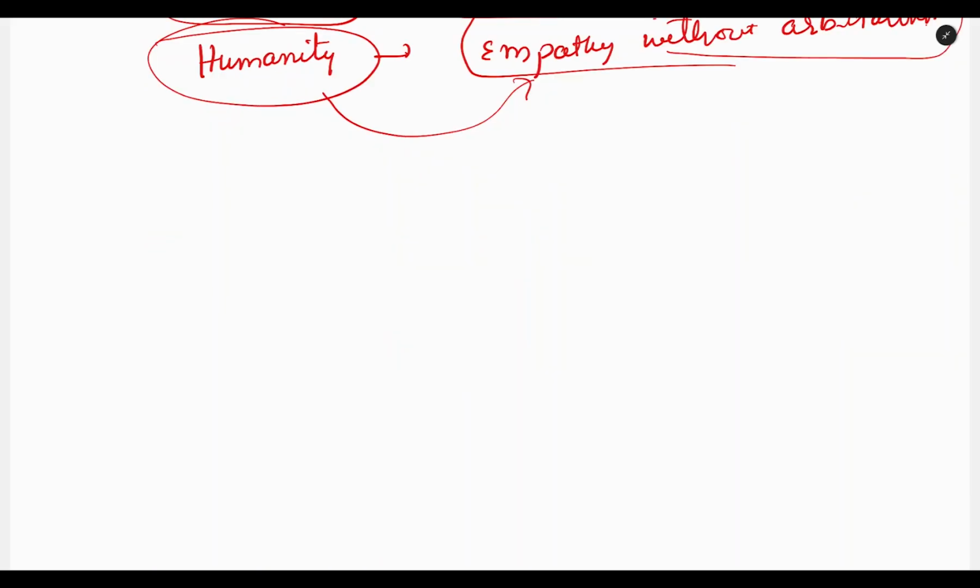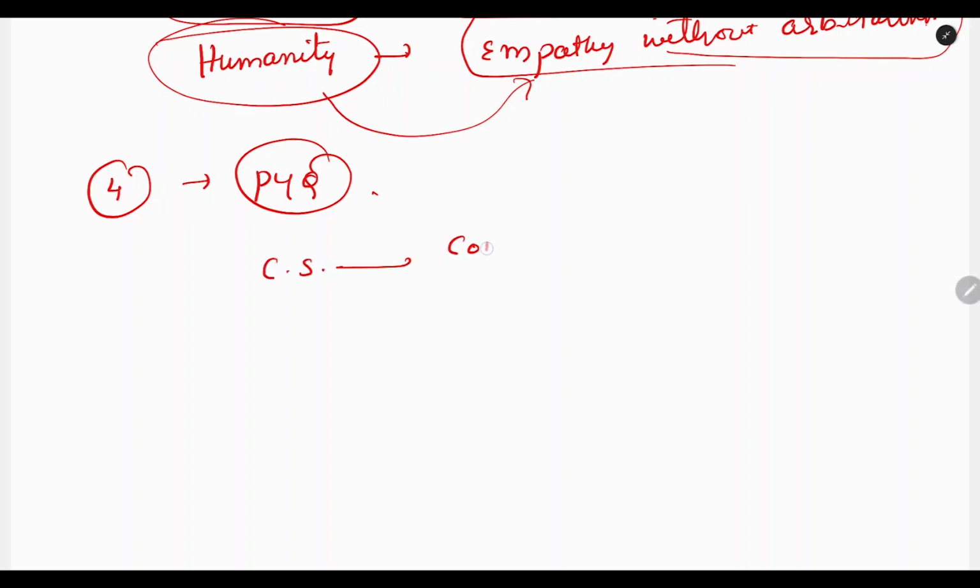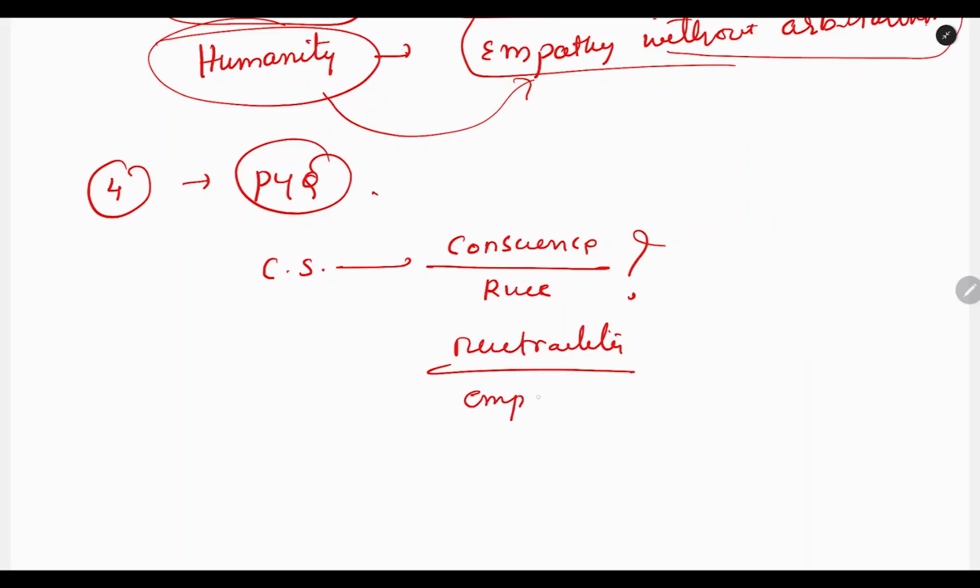The fourth one is how UPSC tests role morality. From PYQs we will check. UPSC frames questions like: should a civil servant follow conscience or rules? Can neutrality coexist with empathy? How should a public servant act under political pressure?